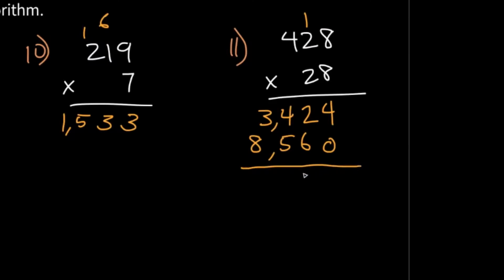Then we have 2 times 4 is 8. We're going to add these partial sums together to find the result. So we have 4 and 0 is 4. 6 and 2, 8. 4 and 5, 9. 3 and 8, 11. So the total is 11,984.